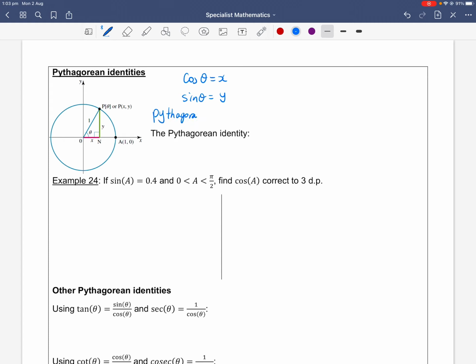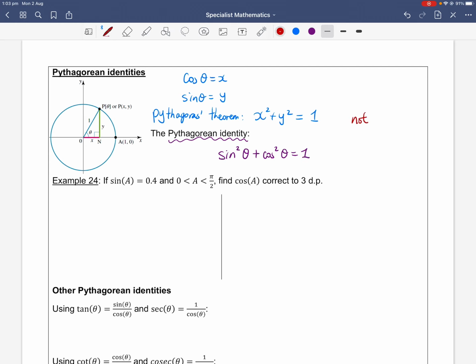So Pythag theorem says that the sum of the other two sides squared, so x squared plus y squared, is equal to the hypotenuse squared, which is 1 squared, which is also 1. So we substitute in our x for cosine and y for sine, we get the Pythag identity that sine squared theta plus cos squared theta equals 1.